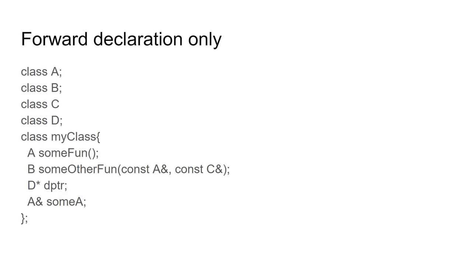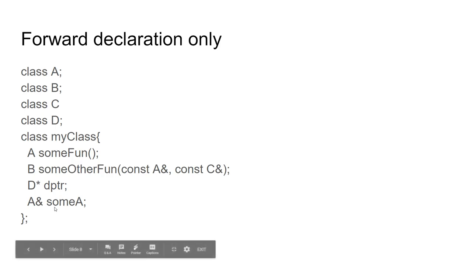So for example, this class over here, my class, we can get away with just straight forward declarations inside the header file. Because notice, this function returns an A, but that's fine with a forward declaration. This function returns a B, but that's fine with only a forward declaration. It also accepts references to A's and C's. That's also fine. A D, I have a pointer to it. Again, that's fine with only a forward declaration. I also have a reference to some A inside my class, but again, that's fine with only a forward declaration.